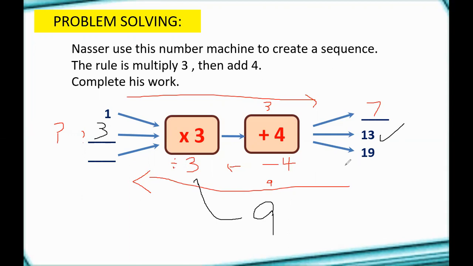Now let's try the other one. So 19, so you have to do this. 19 minus 4 is 15. Okay, so this will be 15 now because we are now answering this one. Okay, then 15 divided by 3. Correct, it is 5. Okay, so let's check now if our answer is correct. 5 times 3 is 15, plus 4 is 19. So our answer is correct.